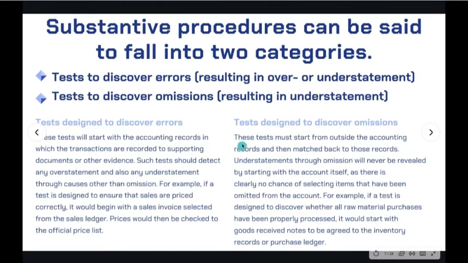And the second one, tests designed to discover omissions. These tests must start from outside the accounting records and then be matched back to those records. Understatements through omission will never be revealed by starting with the account itself, as there is clearly no chance of selecting items that have been omitted from the account. For example, if a test is designed to discover whether all raw materials purchased have been properly processed, it will start with goods received notes to be agreed to the inventory records or purchase ledger.